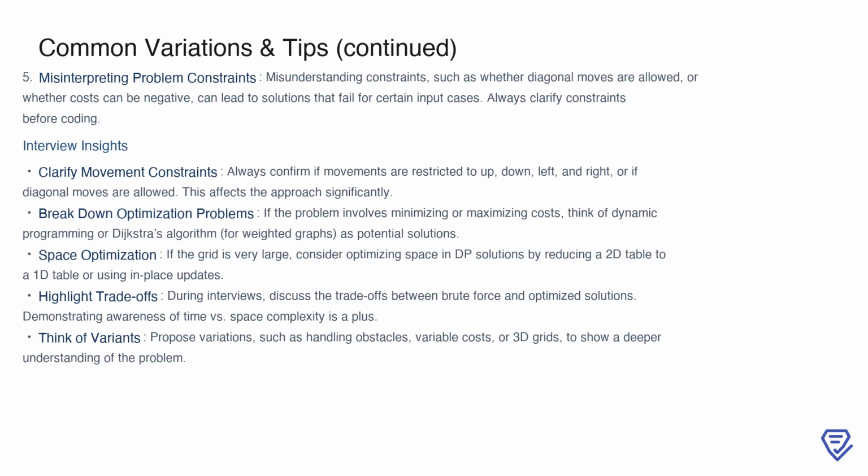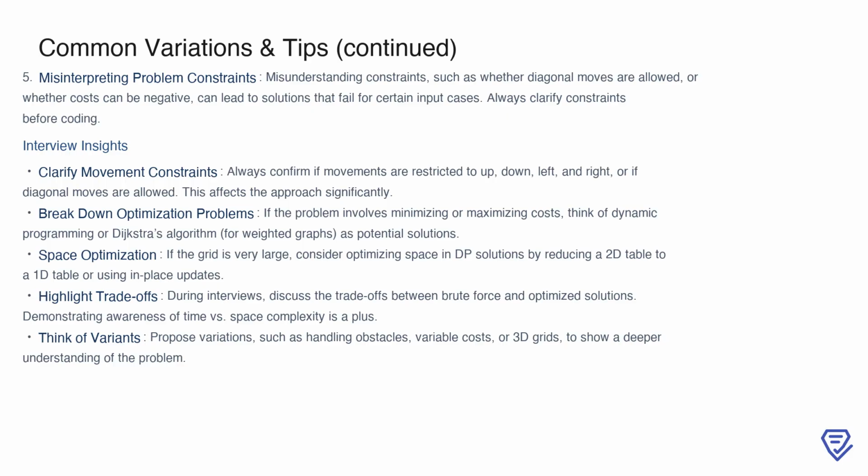Misinterpreting problem constraints is another trap to avoid. For instance, if you assume diagonal moves are allowed when they aren't, or fail to account for negative costs, your solution might fail for certain inputs. Always clarify the constraints before you start coding. Speaking of interviews, it's important to confirm the movement constraints explicitly, such as whether movements are limited to up, down, left, and right, or if diagonal moves are included. This distinction significantly influences your approach.